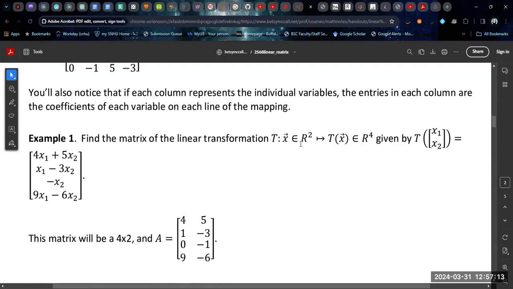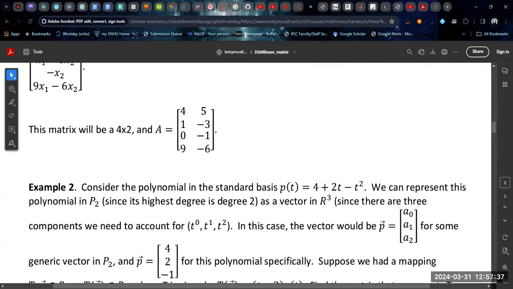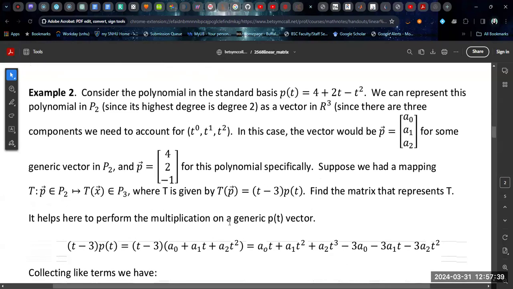Now, if we're finding the matrix of the linear transformation here, we're mapping an R2 vector into R4, then our resulting matrix will be 4 by 2. And we can see, we can just pull out our coefficients for 5, 1, -3, 0, -1, 9, -6. And we're done.